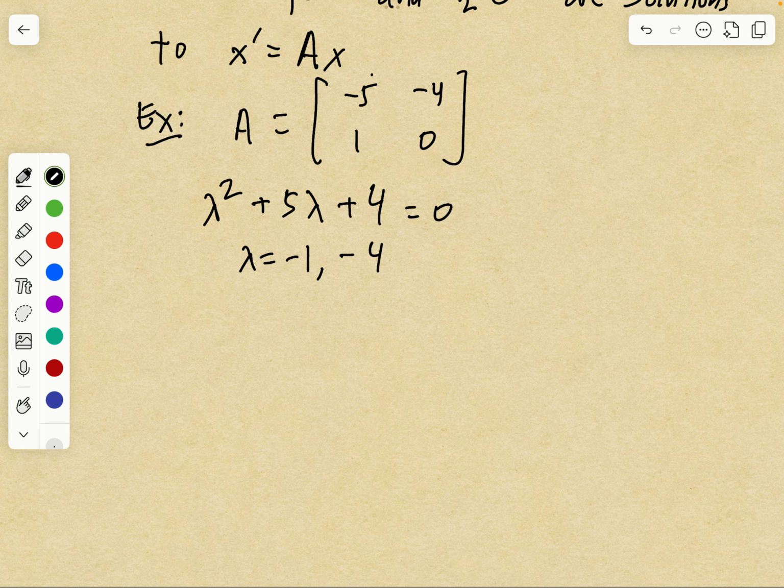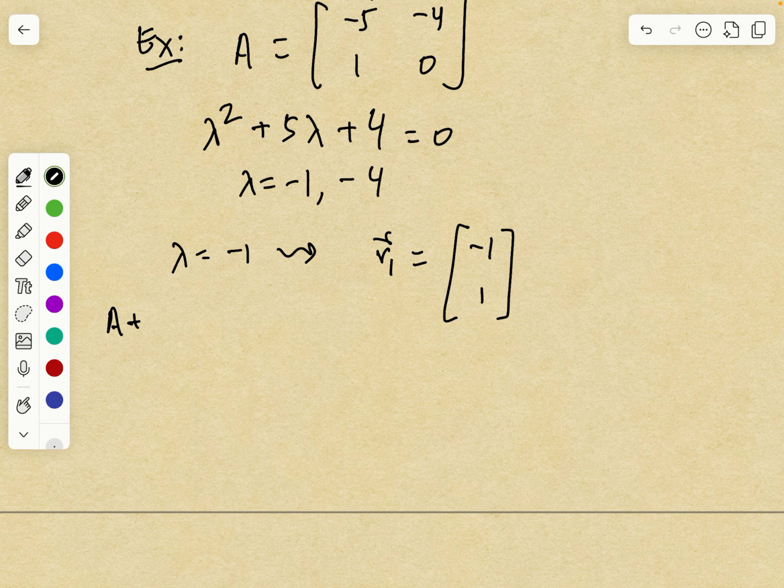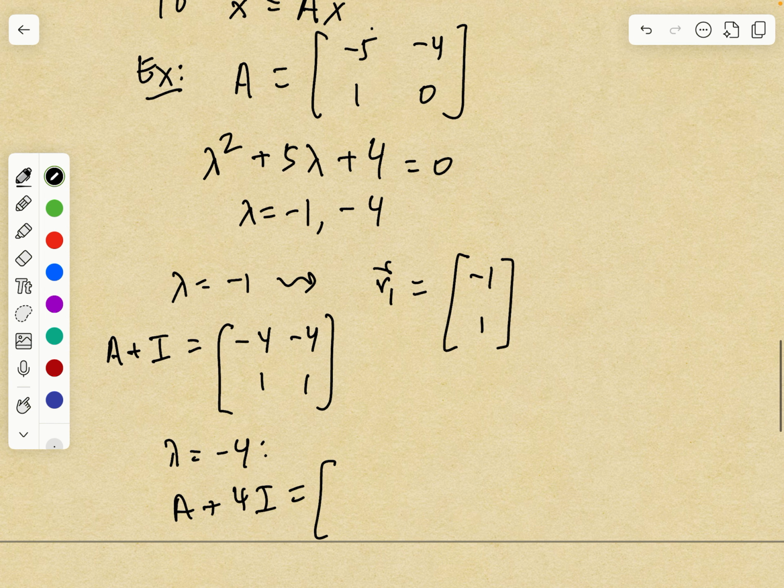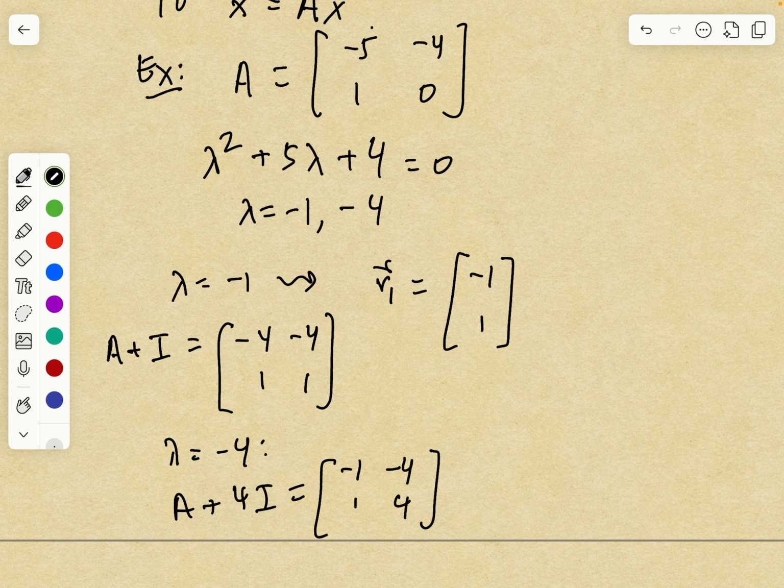And now let's find the eigenvectors. So for lambda equals -1, I get this eigenvector v1, which is -1, 1. Should we just write a few more steps? If I do A minus lambda I, then I get -4, -4, 1, 1, and then I can check that -1, 1 is an eigenvector. And then for lambda equals -4, I do A plus 4I, I get -1, -4, 1, 4, and then I check that an eigenvector is going to be 4, -1.